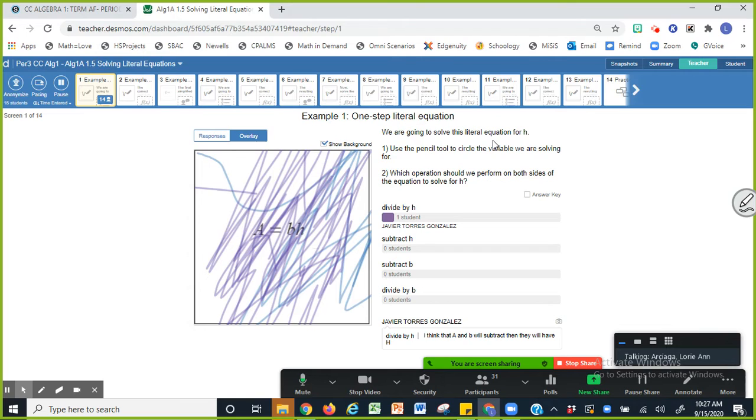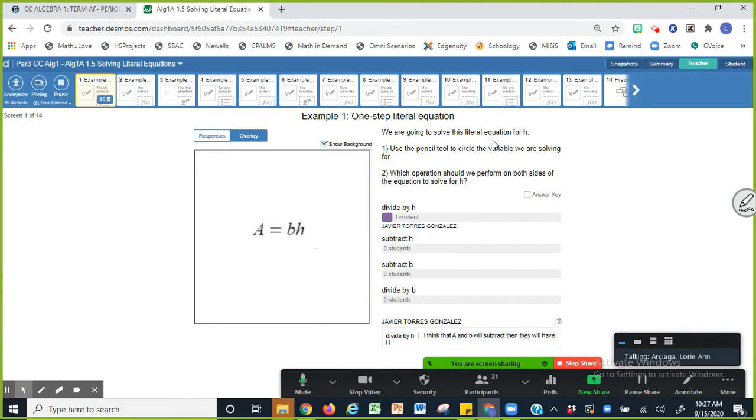But in our lesson today, we will be solving for specific variables. In other words, we are rewriting formulas. The first formula that you see right now is A is equal to BH. So area is equal to B times H.